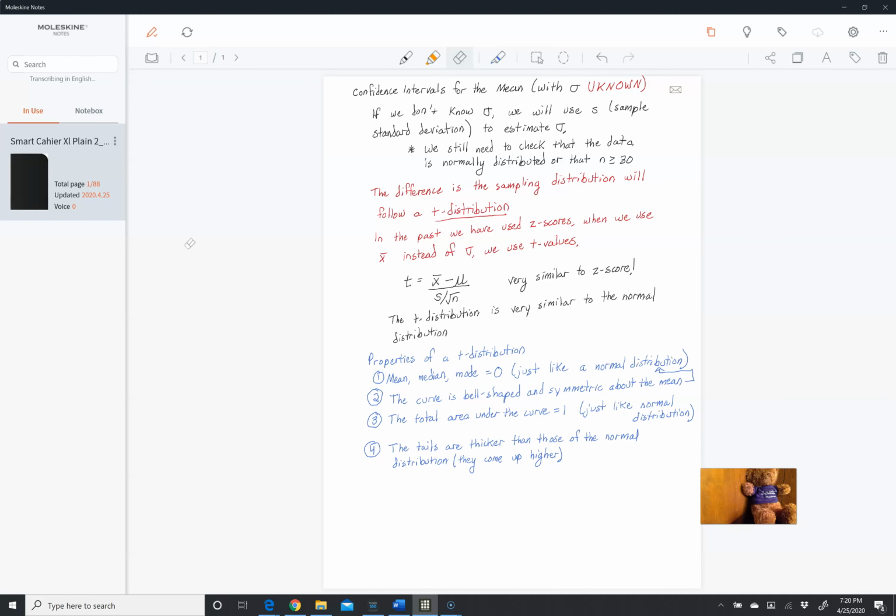This is another one. The standard deviation is going to vary with the sample size. And it's always greater than 1.